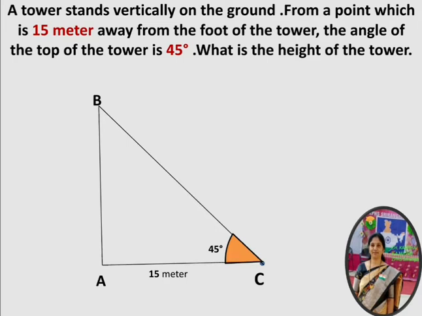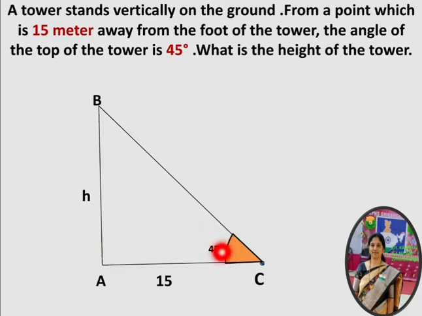And given that AC distance is 15 meters, so AC is nothing but 15. And here we have to calculate the height of the tower. So here we can take H. Now clearly we can observe a right angle triangle, since a tower makes a 90 degrees angle with the ground. So here at A, we get the right angle triangle.